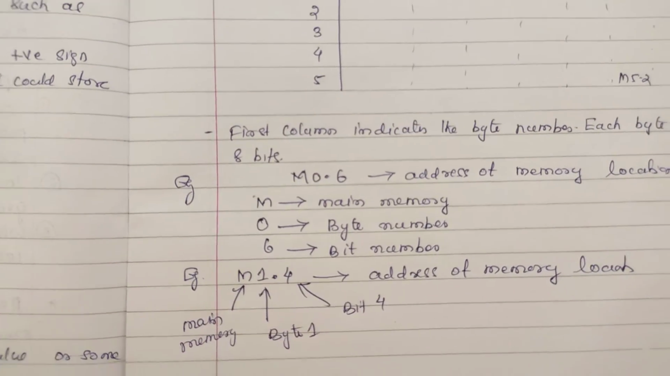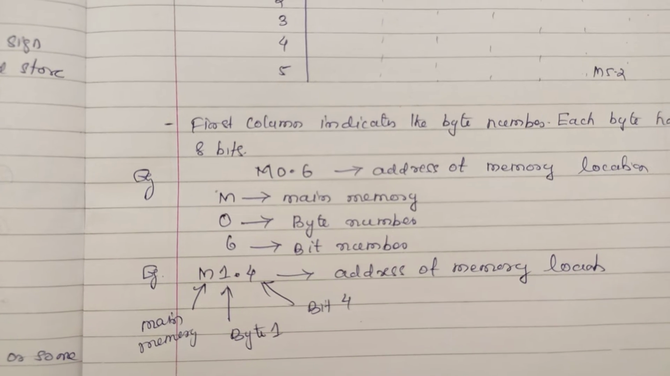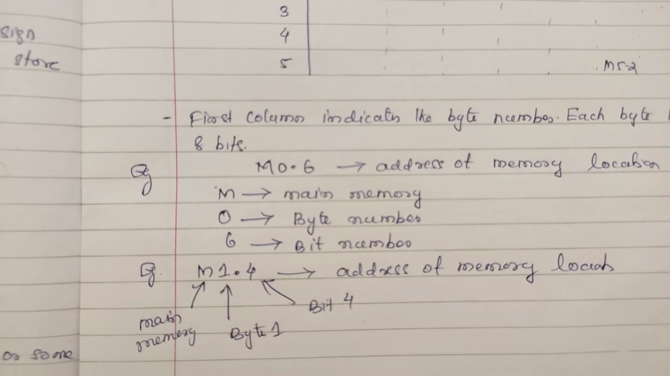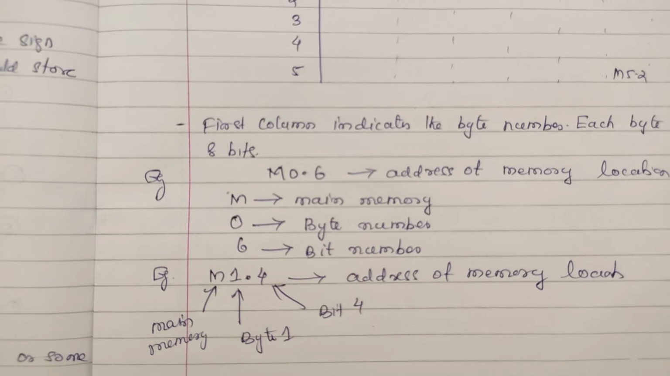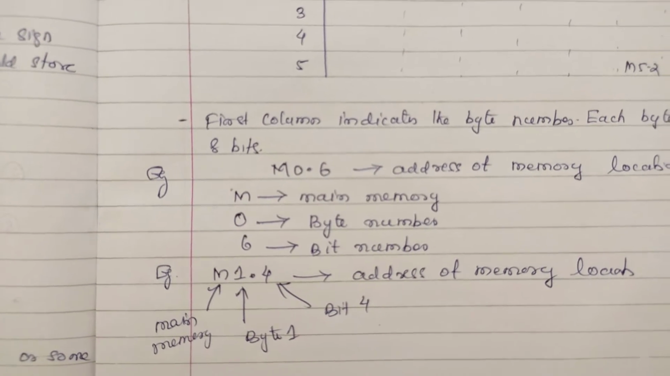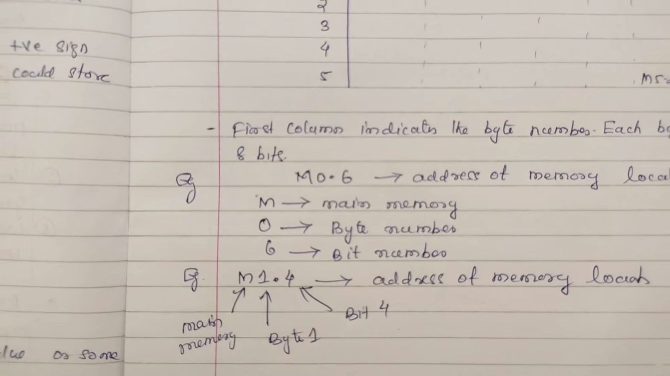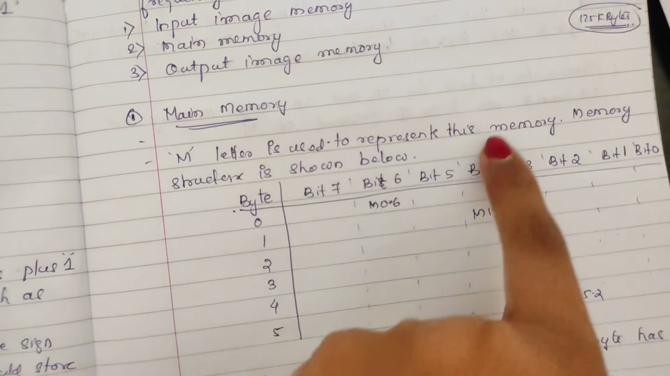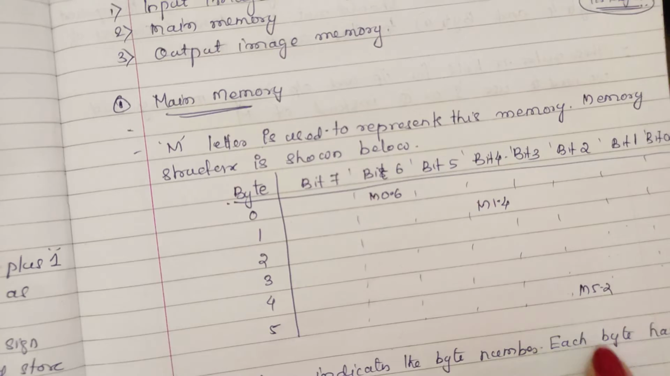Similarly, the second example, M1.4, is the address of a memory location, that particular bit address. M indicates main memory, 1 indicates the byte number, and the number coming after the dot indicates the bit number, bit 4. So this position will come over here, M1.4. Similarly, we can have M5.2 also.